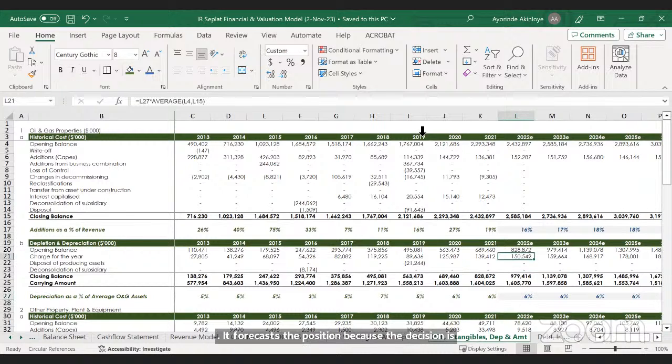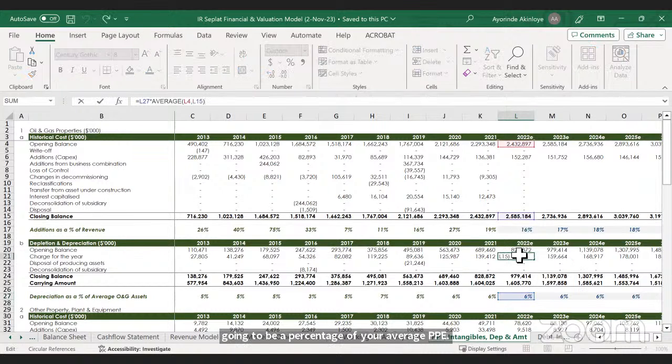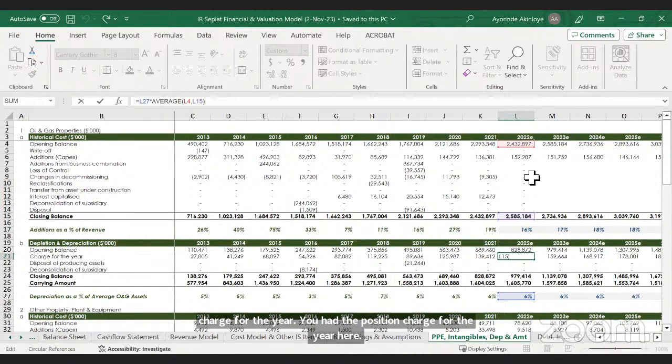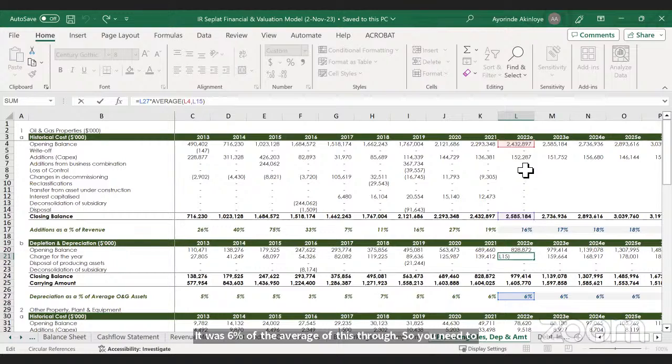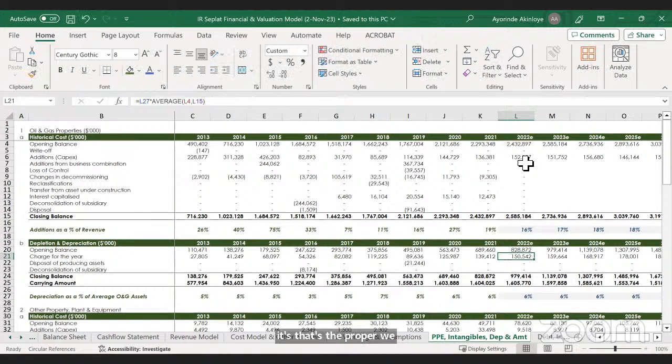If you look at this formula, it calculates the depreciation charge for the year. It was 6% of the average of these two. So you need to have forecasted your capex, because you are going to depreciate that capex that year. So it's always better to forecast capex. In fact, that is the proper way: forecast capex before you forecast depreciation. I hope that answers your question, Akinkumi.